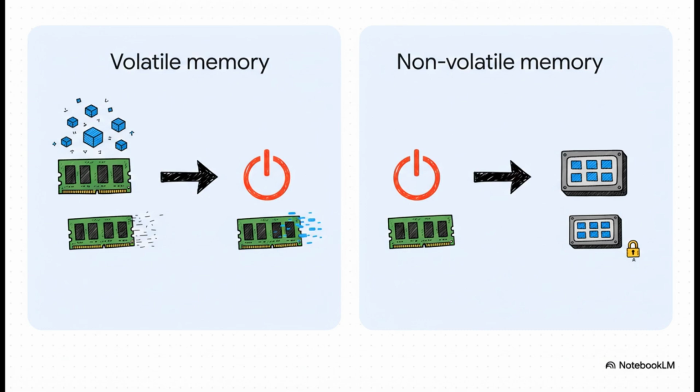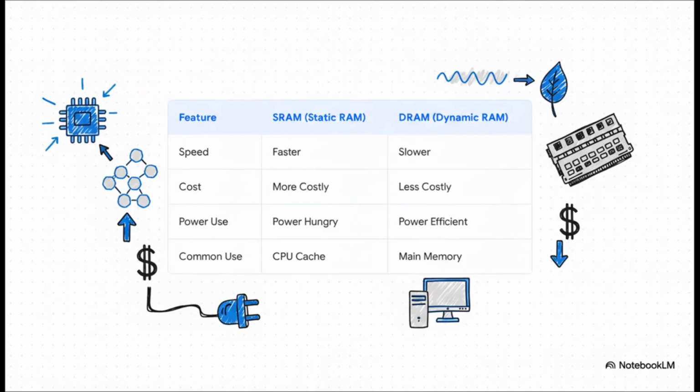Non-volatile memory, on the other hand, holds on to its data no matter what. Power on, power off, it doesn't care. And even RAM isn't just one thing. It comes in different types for different jobs. This table really breaks it down.